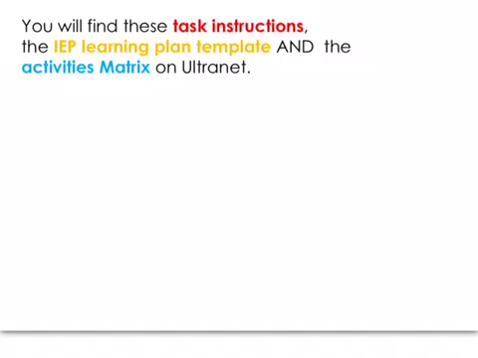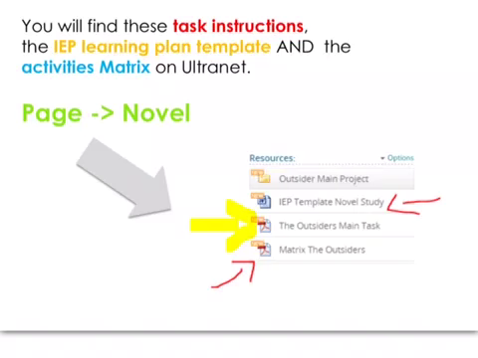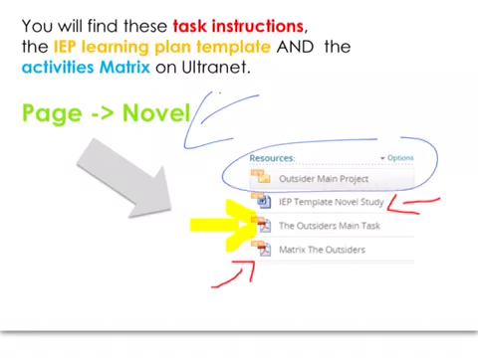You'll find these task instructions, you'll also find the independent education plan template and the activities for the matrix on Ultranet. Just go to our novel page and under the resources side here, the very first folder, all 3 of these documents. So go there now, download it and get into it.